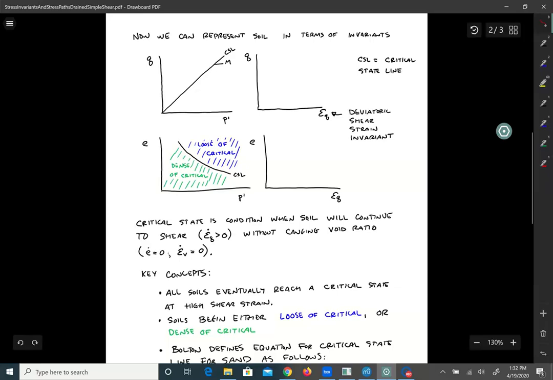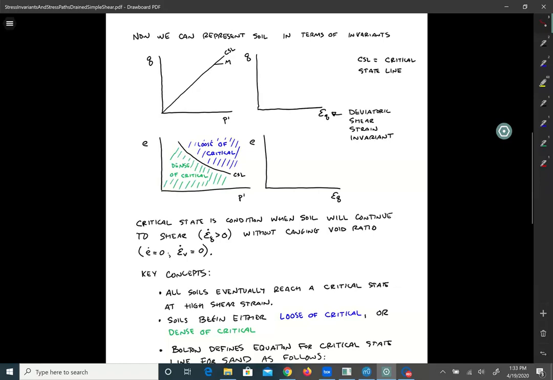So I'm writing that down here. Critical state is a condition when soil will continue to shear, epsilon Q dot, that's the deviatoric strain rate, is greater than 0 without changing void ratio. So e dot, or de/dt, is equal to 0, which also implies that volumetric strain rate, epsilon V dot, is equal to 0. So the soil is not growing, it's not shrinking, it's staying the same volume and just shearing at the critical state.